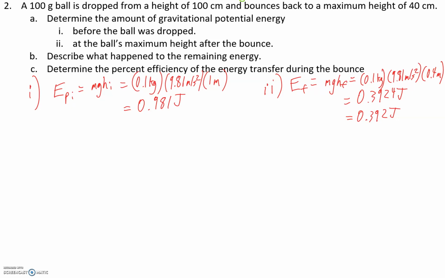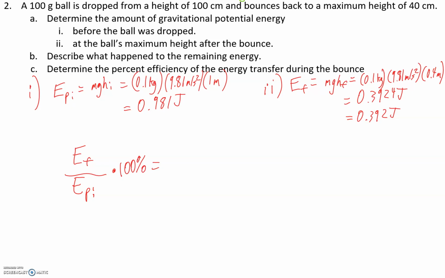Okay, determine the percent efficiency of the energy transfer during the bounce. Well, what you could notice is that the total energy was this EPi, and the energy at the end was Ef. With that said, if we divide the two and times by 100, that would be our percent efficiency.